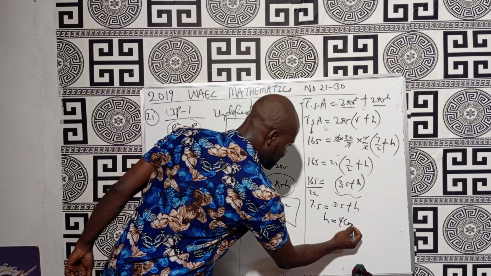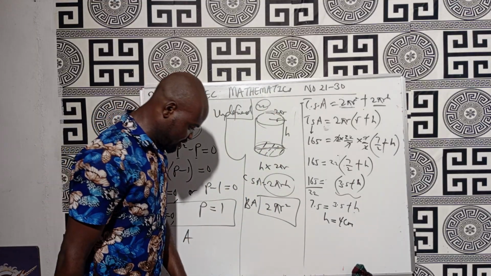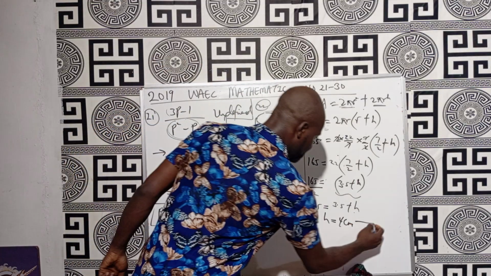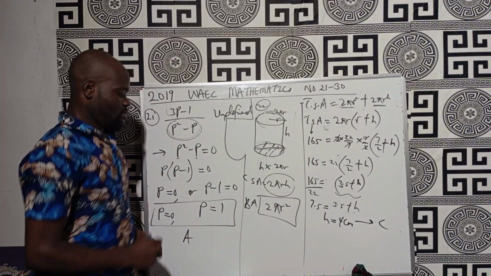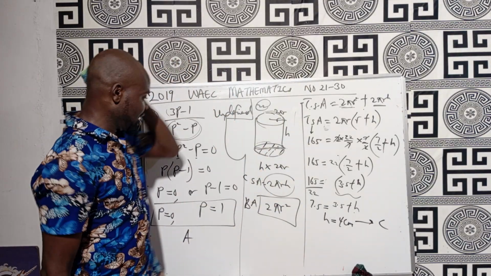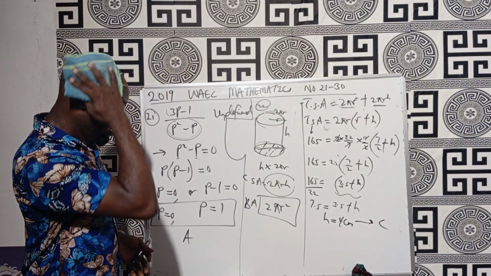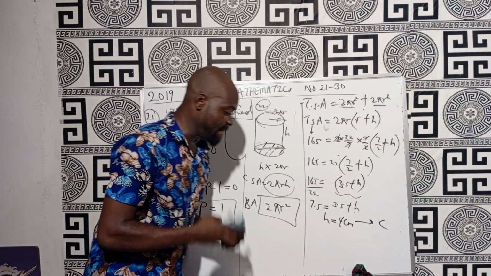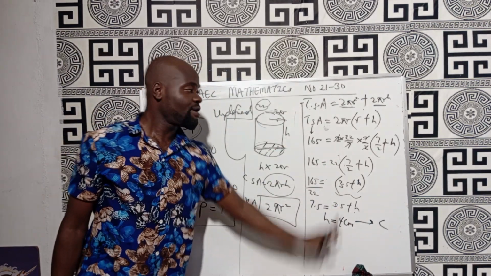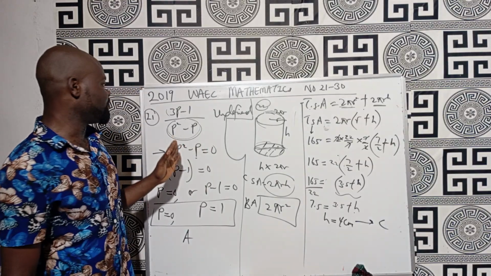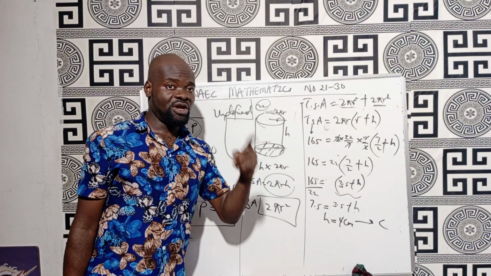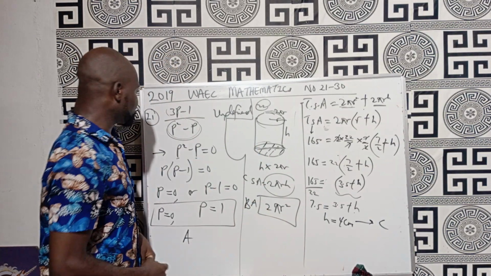You can see, as simple as that. So that's option C. That's 4.0, option C. Hope you get the idea. So that's number 22. This topic is mensuration. Number 21 is algebraic fractions. Note it. Now let's go to number 23.